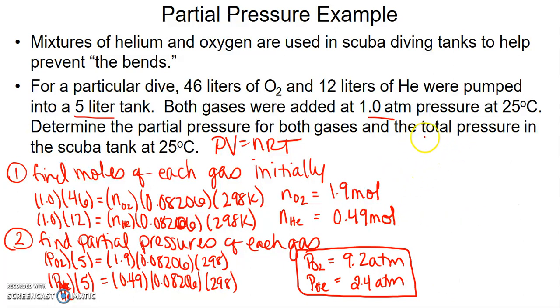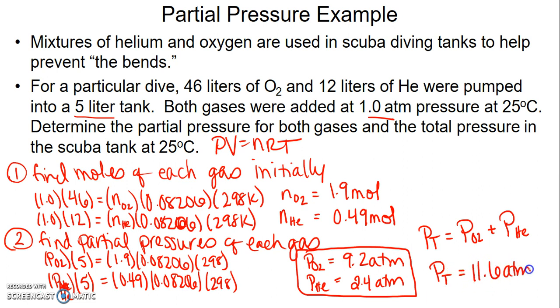Now the second part of that question asks for the total pressure in the container. And so Dalton's law says that the total pressure in the container is the partial pressure of the oxygen gas plus the partial pressure of the helium gas. So using Dalton's law, I can find that the total pressure in the tank is 11.6 atmospheres. So again, we used PV = nRT a couple times and Dalton's law to find the partial pressures of the gases and the total pressure in the container.